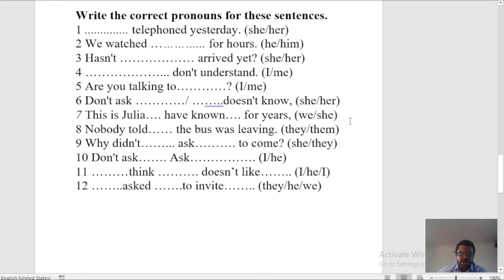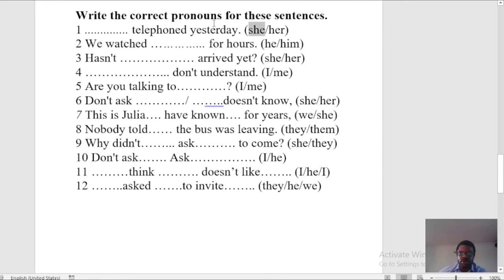Today again, I'll be walking you through our pronouns. Okay? So here you see our pronouns I, you, we, they, he, she, it. The subject pronouns and the object pronouns. So here we are. Number one, we have a blank telephoned yesterday. Is it she telephoned yesterday or her telephoned yesterday? As you can see, even from the sound, this sounds better because this is our subject pronoun.